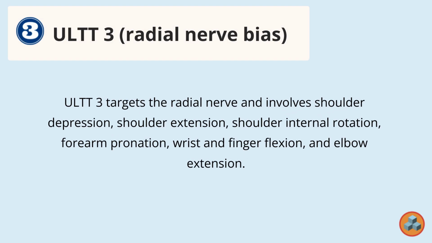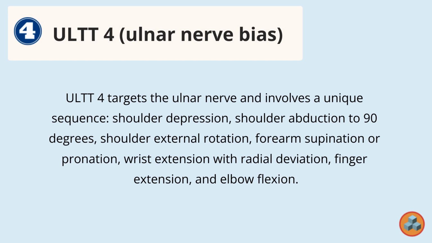Option 3, ULTT3, radial nerve bias. Upper limb tension test 3 targets the radial nerve and involves shoulder depression, shoulder extension, shoulder internal rotation, forearm pronation, wrist and finger flexion, and elbow extension. Just like the previous 2 tests, ULTT3 requires elbow extension, which is within our patient's available range of motion. Therefore, this test can be performed adequately despite the patient's elbow osteoarthritis.